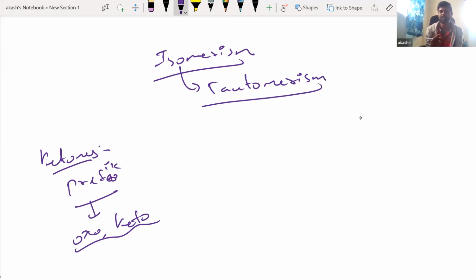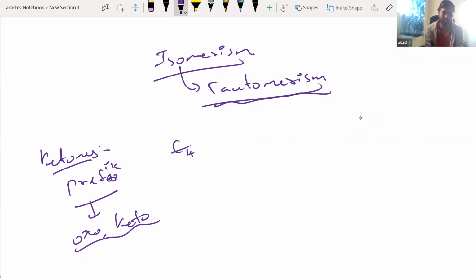Now we have seen so many isomerisms like structural isomerism, stereoisomerism, chain isomerism, functional isomerism, and so forth. But out of all those, tautomerism is actually a very, very special isomerism. Why is it so special? Let us take some examples.